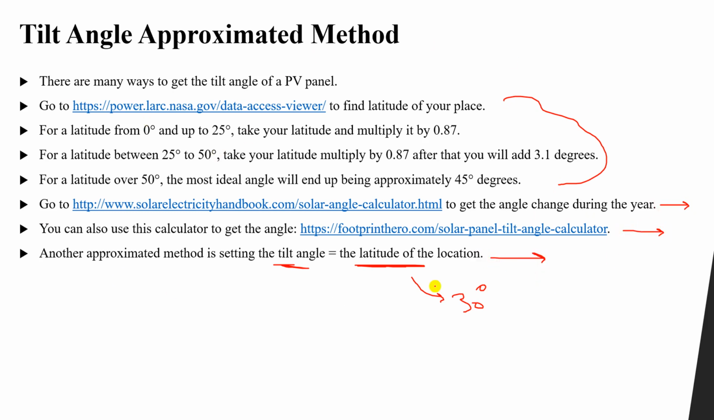So let's see in the next lesson, by using these methods, what the tilt angle will be in this location.